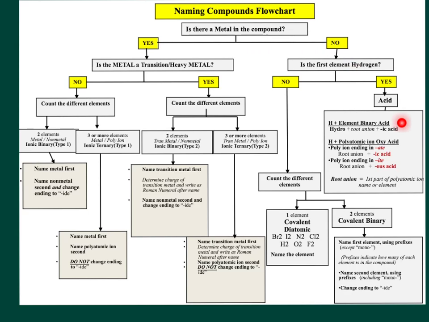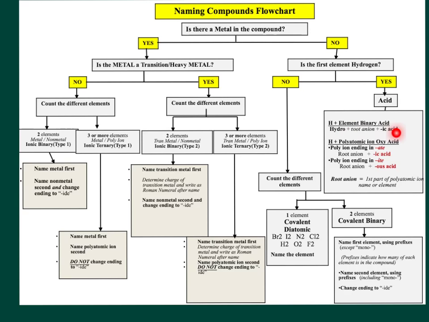We can have a binary acid, and if I just see hydrogen and a nonmetal, then I write the name is hydro, then the root name here, and then I put an ending of ic and acid. So if I was thinking of HCl, that's hydrogen and chlorine, it would be hydrochloric acid. If I had H2S, hydrogen and sulfur, it would be hydrosulfuric acid.